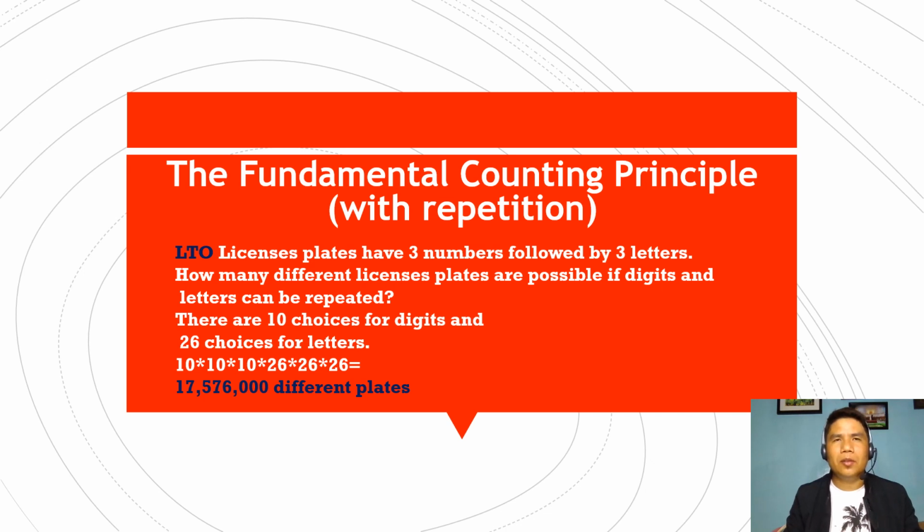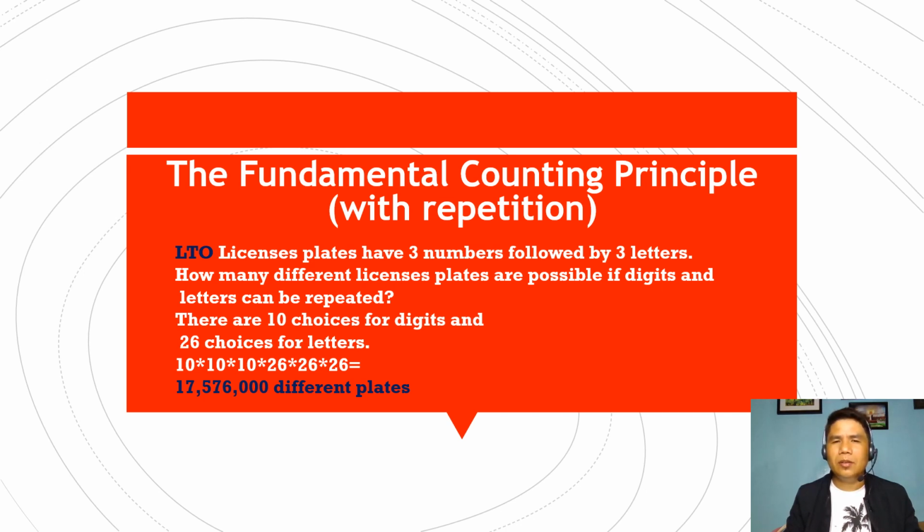So remember, there are three digits and three letters, so six characters in all. There are 10 choices for digits and 26 choices for letters. Why 10 choices for digits? Because that's from 0 to 9, and for the letters that's A to Z.